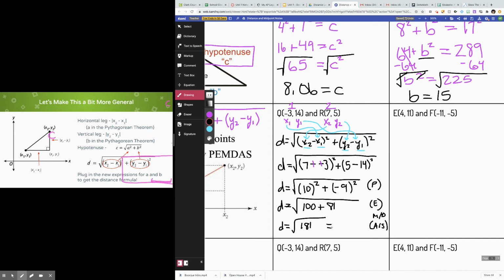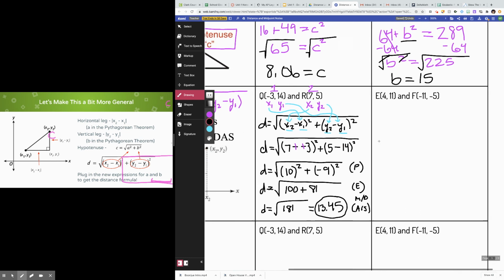Okay, your very last step is always to take the square root of your number inside the square root. So in this case, I'm doing the square root of 181, okay? And I get 13.45 when I do that. Okay, so that is my final answer. All right? Okay. So let's do one more example.